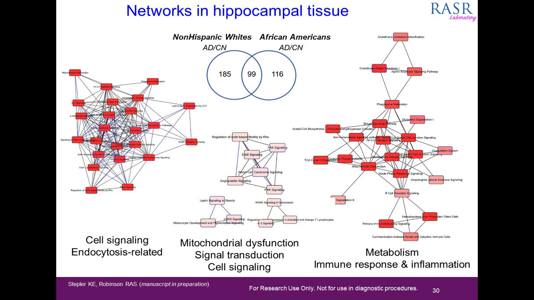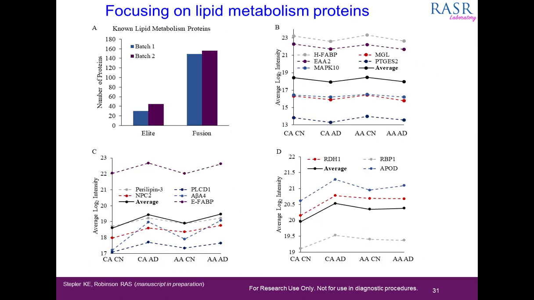So when we focus on just some example networks that we've observed in the hippocampus tissue, here you can see that the pathways that are unique to each specific racial ethnic group, shown by the STRING networks in red, represent different pathways. For our non-Hispanic white population, the most significant changes were observed in cell signaling and endocytosis-related pathways, whereas in the African American AD group, the most significant changes were observed in metabolism, immune response and inflammatory pathways. So we think this is pretty exciting, and we're working diligently to get more samples in so that we can increase the statistics of our study.